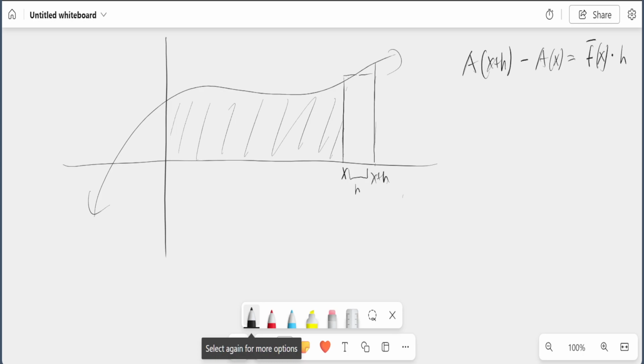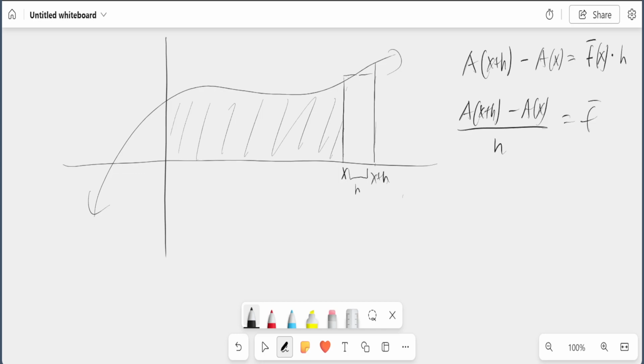And if we divide both sides by h, we get a of x plus h minus a of x over h is equal to the average value. Now what if we take the limit of that as h goes to 0? Well, the limit as h goes to 0 of a of x plus h minus a of x over h is equal to, and what does this turn into?